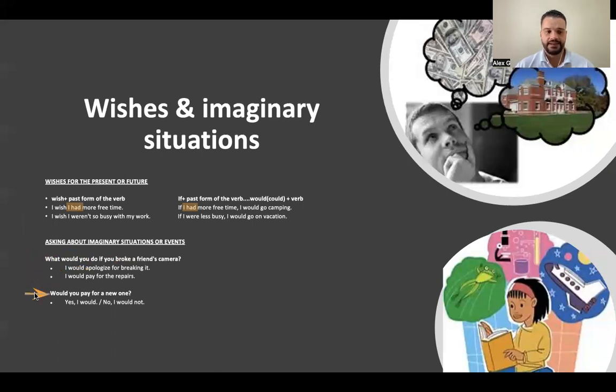If it's a yes and no question, then we're just going to begin with the modal verb would. So would plus subject plus the verb. Would you pay for a new one? And because it's a yes and no question, we're going to answer, yes, I would, no, I wouldn't.